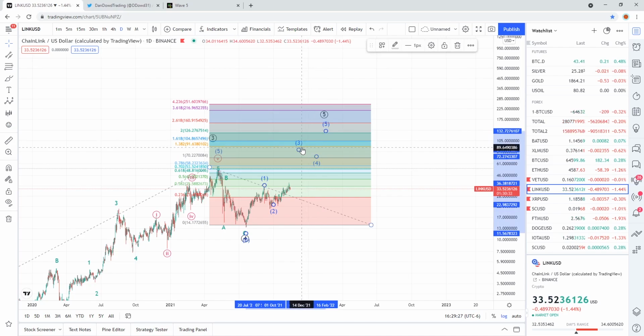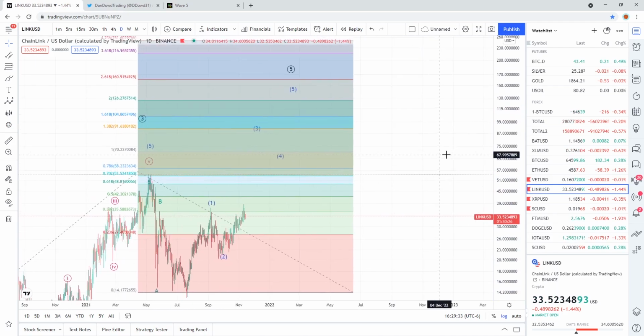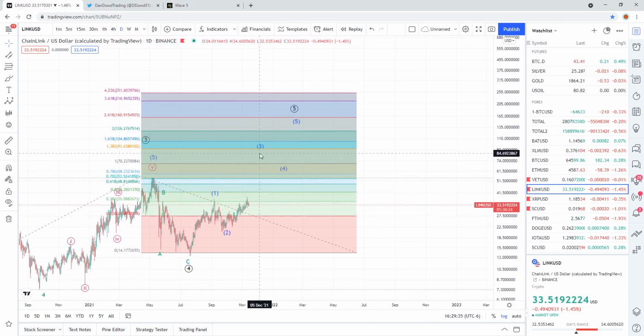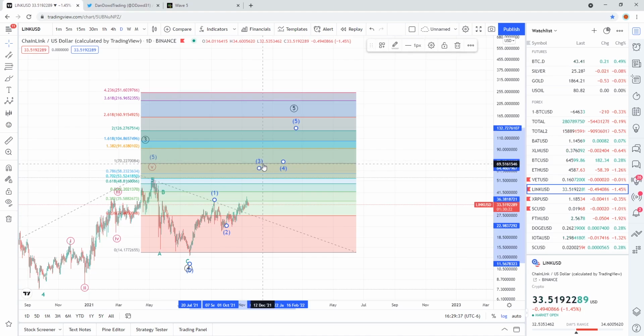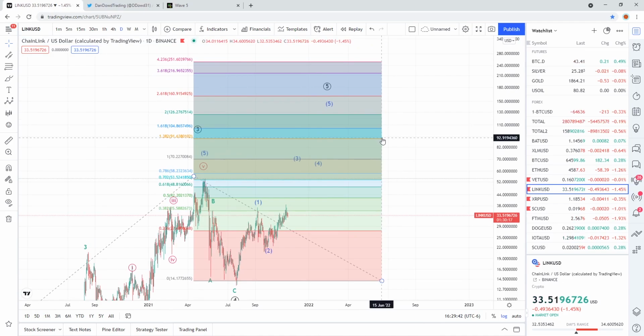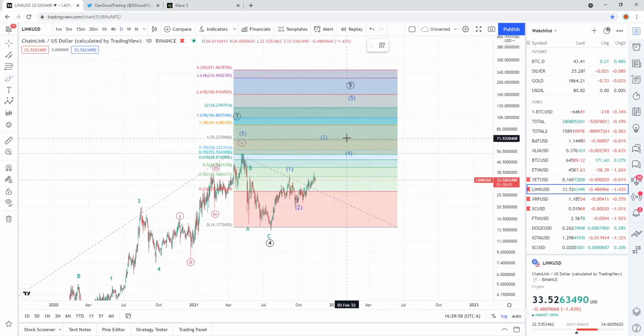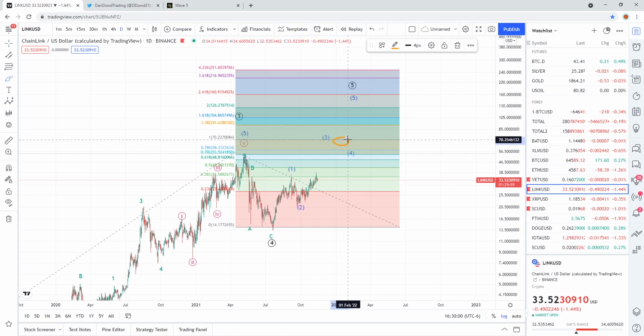Now I'm going to go over my targets for Chainlink for this 5th wave. There's a numerous amount of targets for a 5th wave. I'm going to go over some of the lower ones first. If we do get a smaller 5th wave, we may see around $70. I don't think that's as likely as it going up to this 1.382 to the 2.0 Fibonacci extension levels, which would be anywhere from around $90 to $125. But this is just the bare minimum target of around $70.